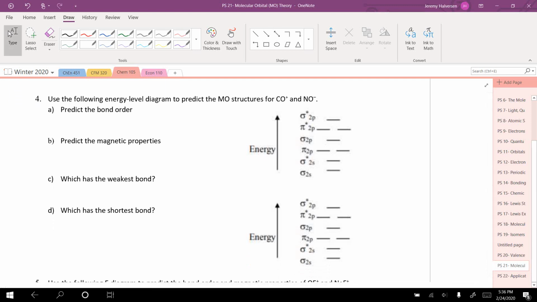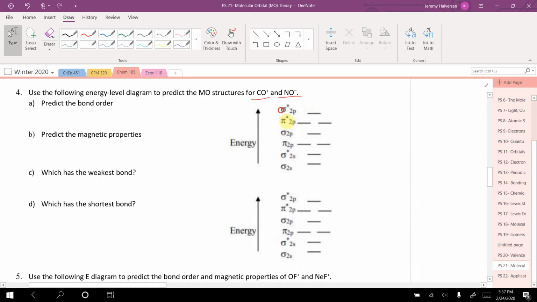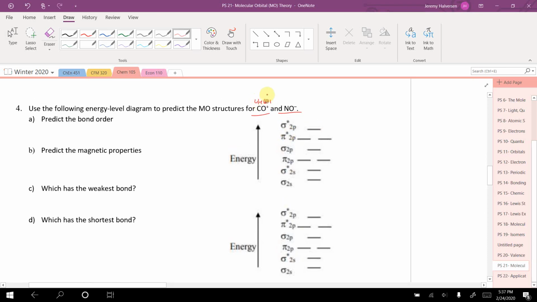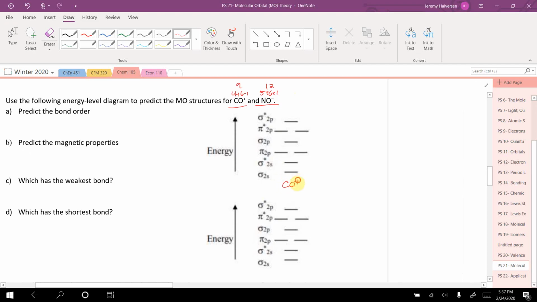All right, so now we're going to do this for these two molecules. So CO+, that's 4 plus 6 minus 1, gives me 9 electrons, and this is 5 plus 6 plus 1, gives me 12 electrons. So if this is CO+ and this is NO-, we got 9 and 12 electrons to fill in.